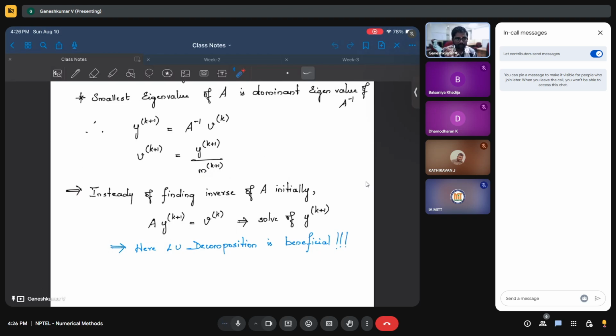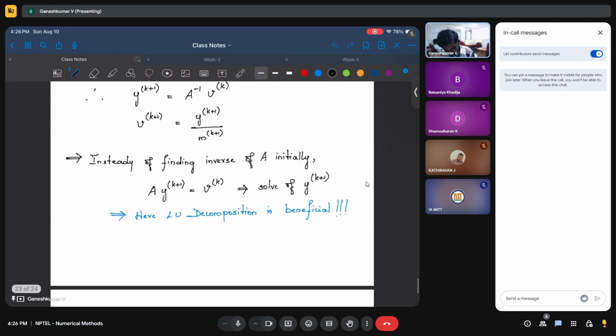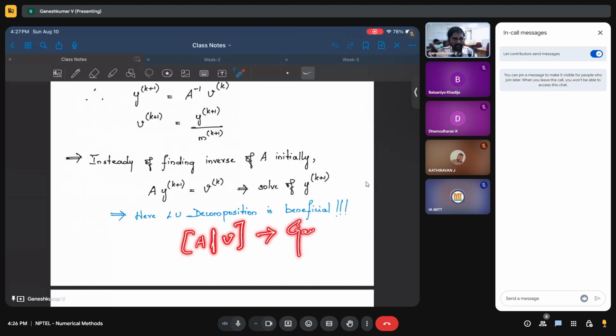And important, I don't know whether you guys observed this. In this case, instead of finding the inverse of A, what you can do, as I said, is take A inverse to the other side and write it like this, and we want y, so you can write A and b as an augmented matrix and use Gauss elimination, Gauss Jacobi, Gauss Seidel, or whatever you want.